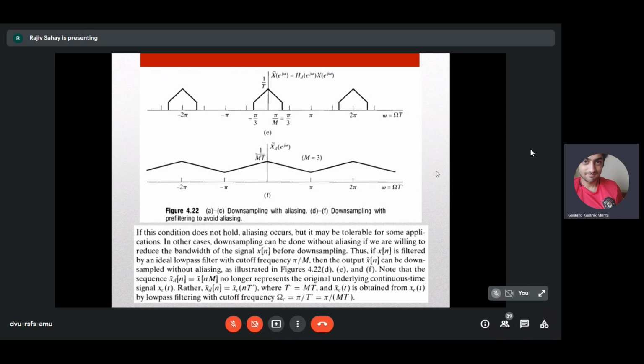So if your original signal is not sampled at m times the Nyquist rate, then you have to apply a pre-filter. If it is originally sampled at m times the Nyquist rate, then aliasing will not happen. But if it is not originally sampled at m times the Nyquist rate, and you downsample that signal, then aliasing will happen. So you have to use a pre-filter. This is the idea of pre-filtering. I hope I am clear.